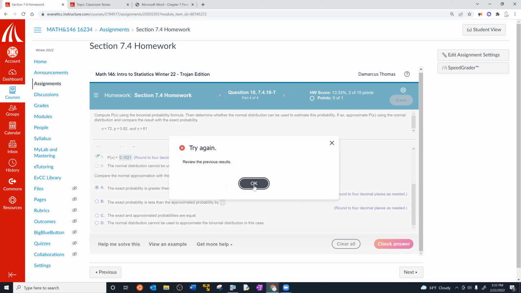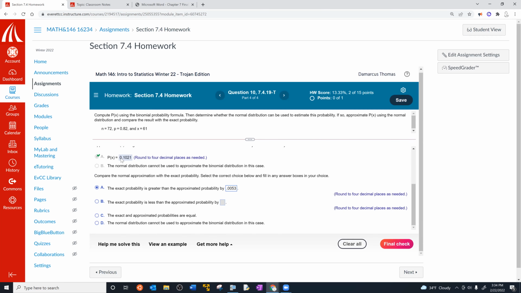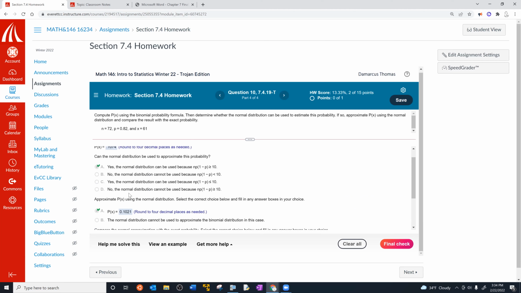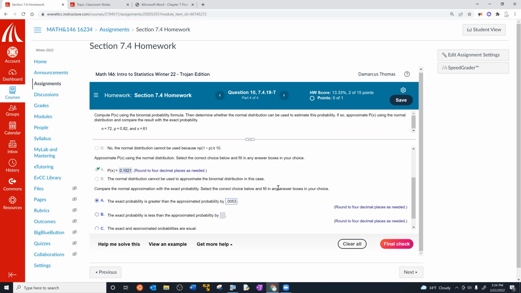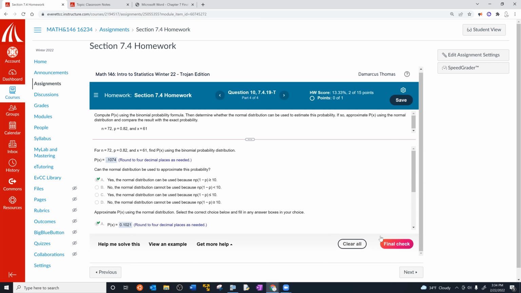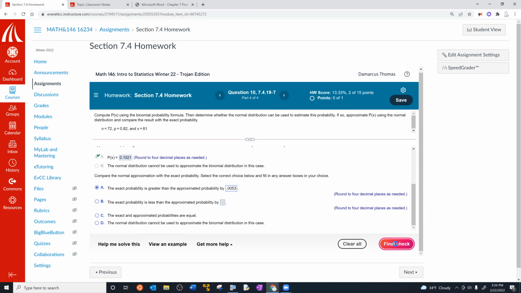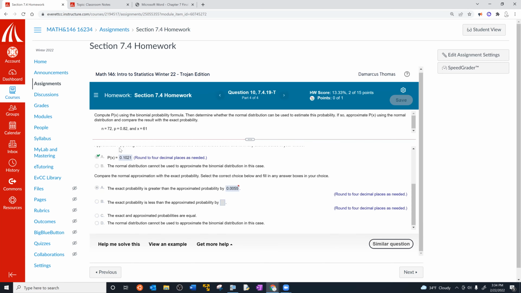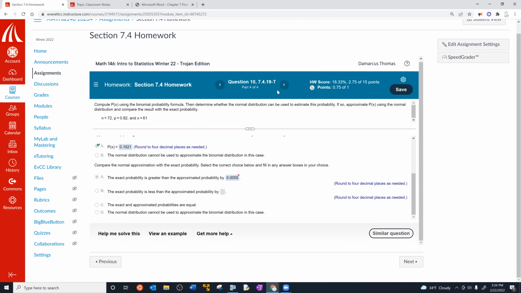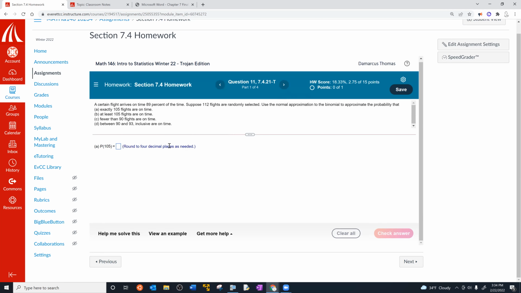I don't know why I didn't like that. Review the previous value. This is the approximate. There's the exact. Yeah, this has been very frustrating. I can remove some of these as well. 0.0055. Huh. Yeah, that's too bad.